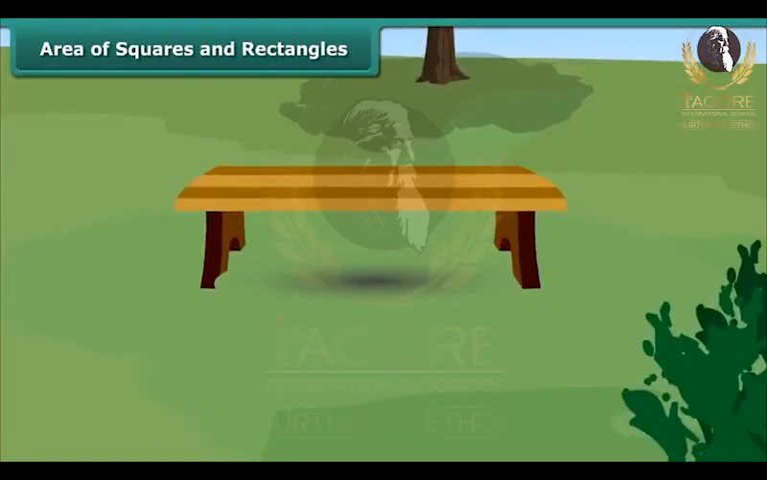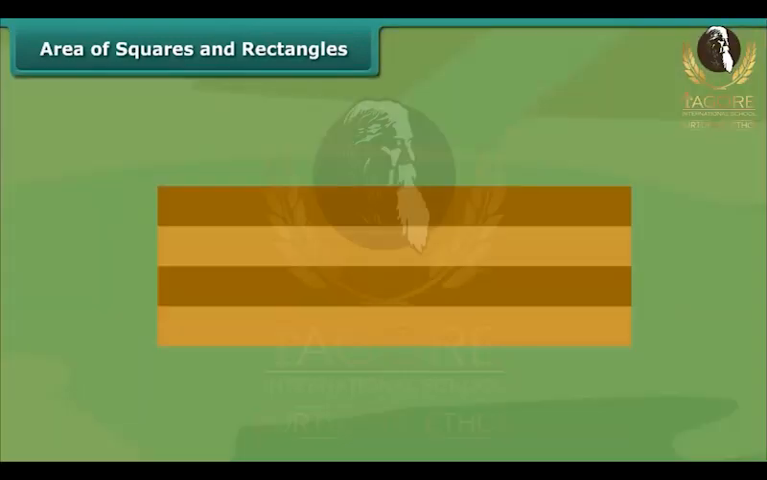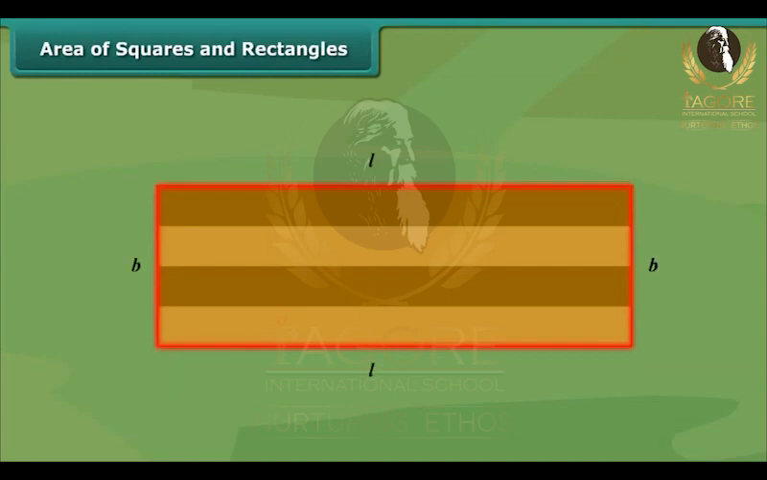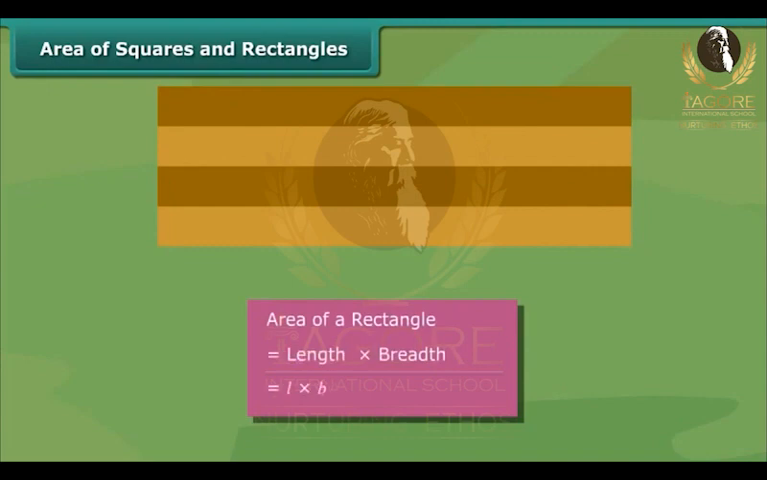You have noticed the shape of the bench in the park. It is in the shape of a rectangle on the sitting top portion. Can you find the area of the top of the bench? Yes, if we have the measures of the length and breadth of the rectangle, we can find the area. The area of a rectangle is the product of its length and breadth.